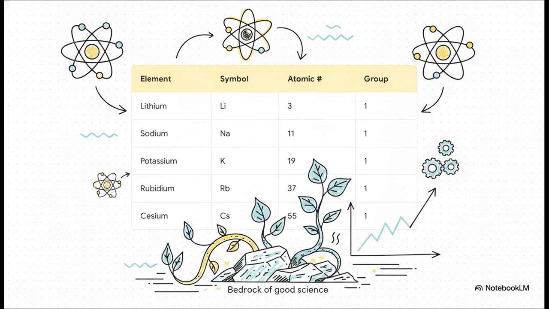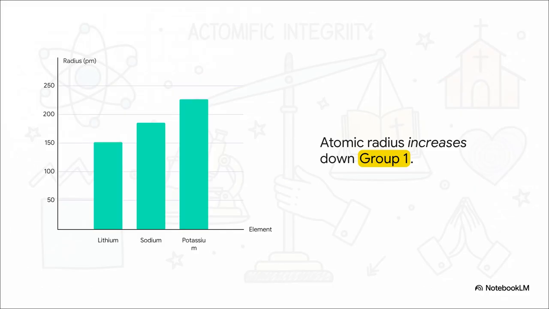By pulling published values from trusted references into a really clean, organized data table, kind of like this one for Group 1, we completely prep our facts for accurate graphing. Notice how lithium, sodium, potassium, all the way down to rubidium and cesium are mapped neatly by their atomic number. This kind of organization is literally the bedrock of good science. And wow, plotting that data reveals a completely undeniable pattern. Just look at how the size of the atoms steadily grows as we move down the group. Lithium is small, sodium is medium, and potassium is larger still. You don't have to guess at all. The data paints the picture right in front of you.